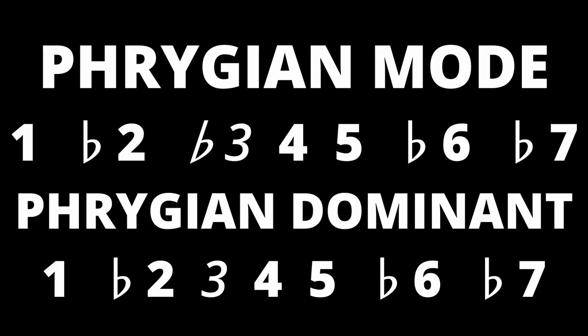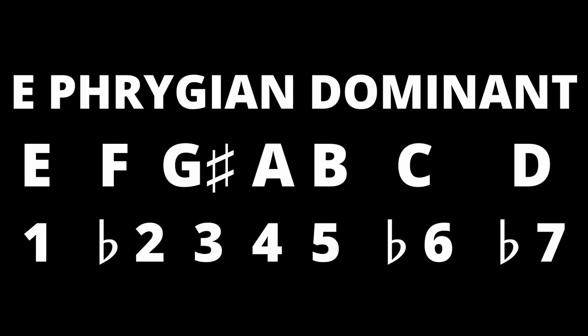And the only difference between the Phrygian mode and the Phrygian dominant is the major or natural third note. It therefore has the scale degrees 1, flat 2, 3, 4, 5, flat 6, and flat 7. This means that the E Phrygian dominant has the notes E, F, G sharp, A, B, C, and D.